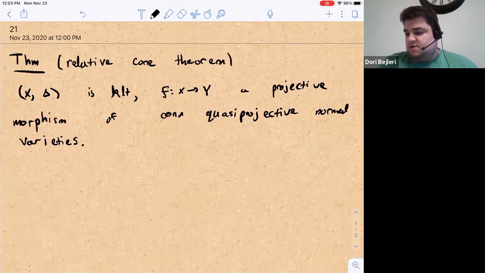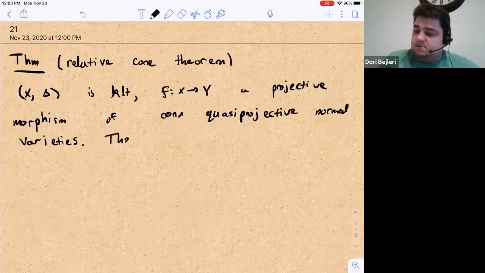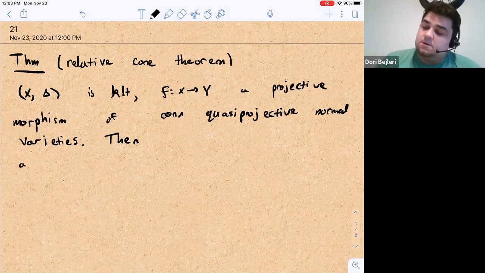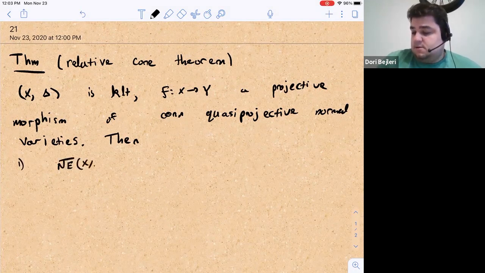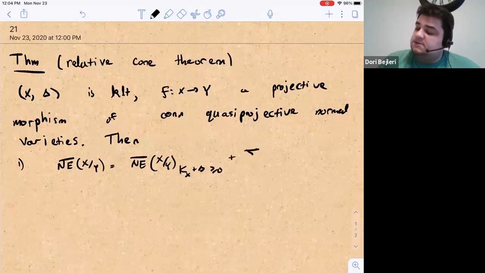Well, then I won't rewrite all the statements, but basically all the statements of the cone theorem hold true, where you replace any X with any X over Y. Or maybe I'll just summarize them. Then, one, we have that the cone of curves of X over Y is the K_X plus Δ non-negative part plus a countable sum of rays spanned by rational curves.